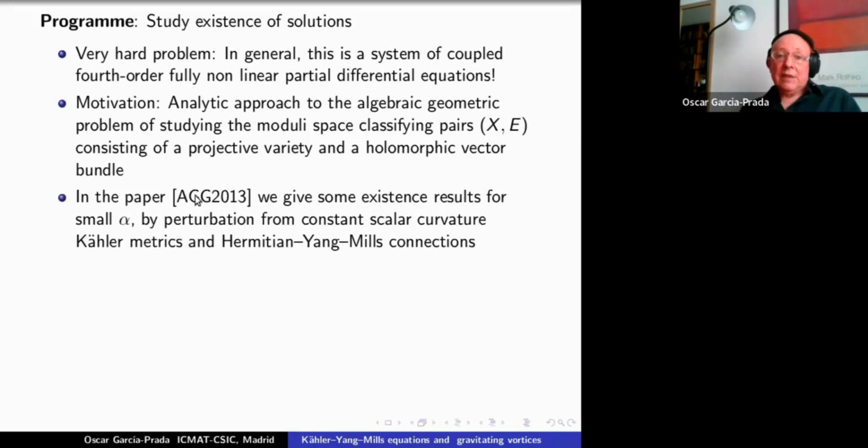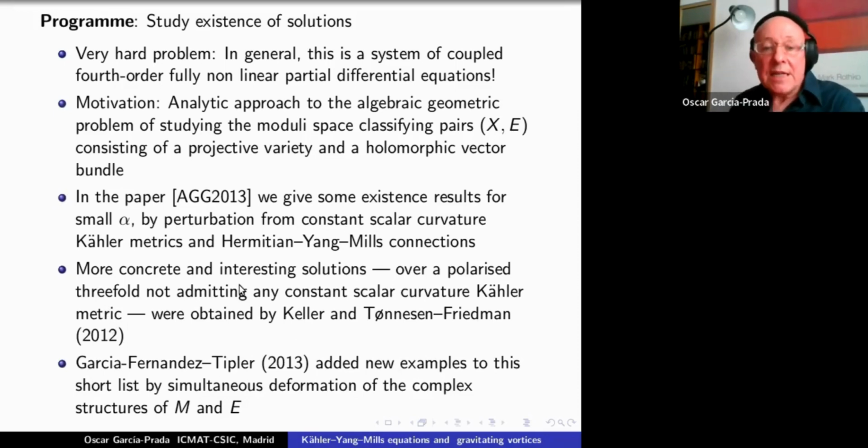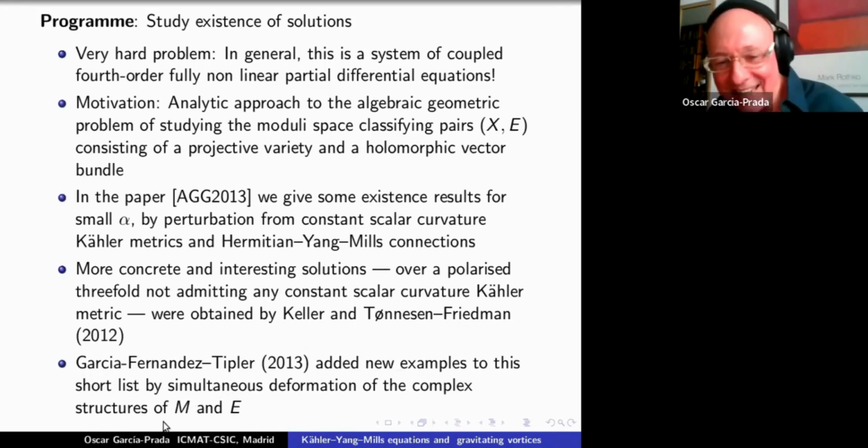In the initial paper with Luis and Mario, we gave some existence results for small alpha by using perturbation from constant scalar curvature Kähler metrics, and also from Hermitian-Yang-Mills connections. That's something you can always do, and we did. More concrete and interesting solutions over polarized threefolds, in particular not admitting any constant scalar curvature Kähler metric, were obtained by Keller and Tønnesen-Friedman, and also Mario García-Fernández and Carl Tipler added new examples to this short list by simultaneously deforming the complex structure of M and E. This is why I actually asked Carl yesterday about this in his program of deforming things, precisely about deforming the complex structure of the manifold and the complex structure on the holomorphic vector bundle.